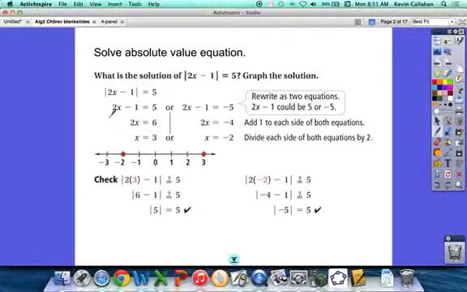Now, at that point, neither one of them has absolute value symbols on it anymore. Those are just 2 algebra equations you can solve like you solve algebra equations. So you add 1, divide by 2, you get x equals 3. Add 1, divide by 2, x equals -2. We expect to get 2 answers for an absolute value equation. That's why. And of course, you can check.